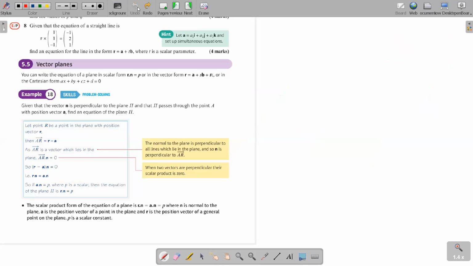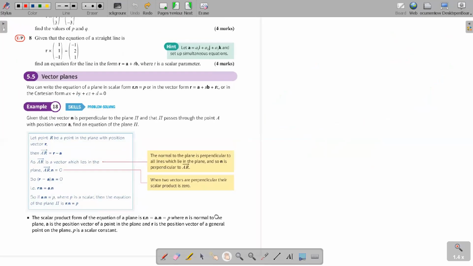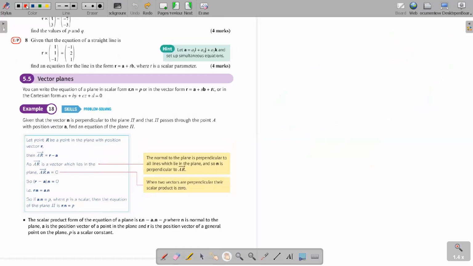This is actually new because it's not there in P4. In P4, you only learn until vector lines. You don't go more than that. But here, we go beyond, which is we go for the plane. And so there is the equation for the plane, children. We are learning two equations for the plane. The first one is the scalar form.